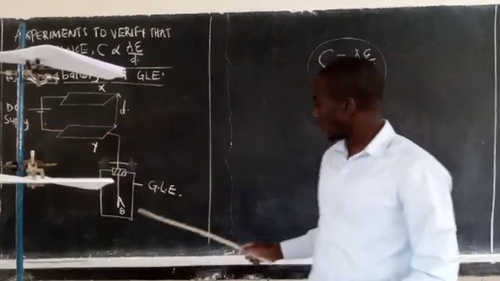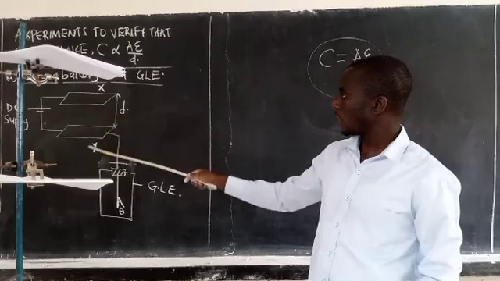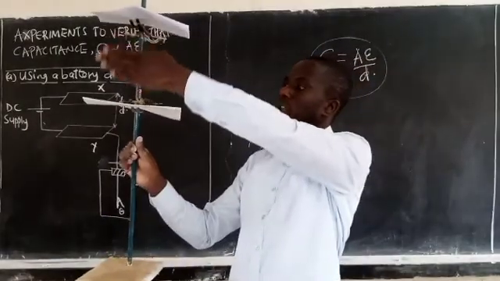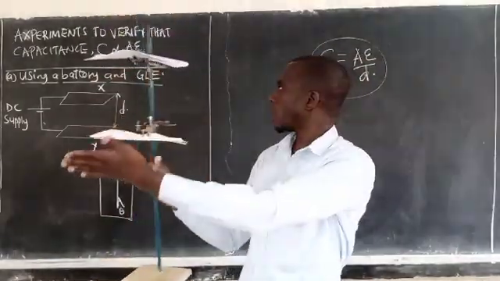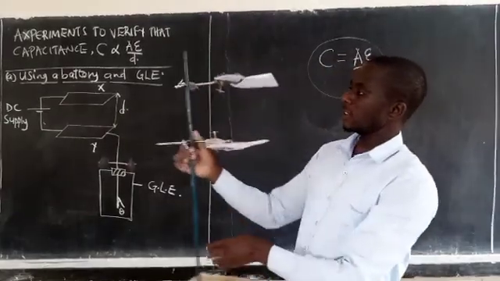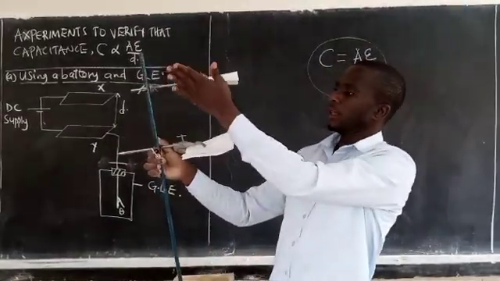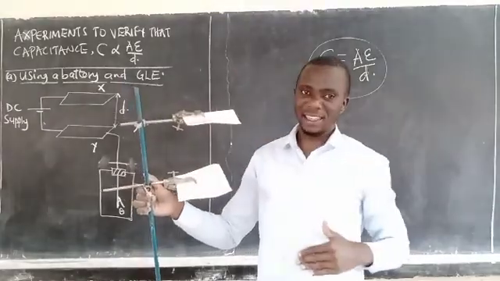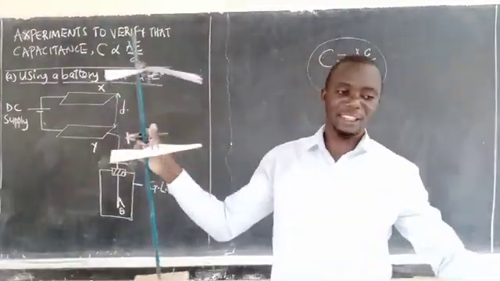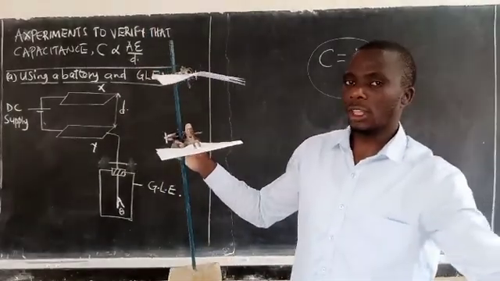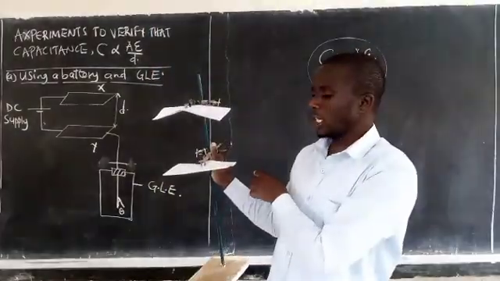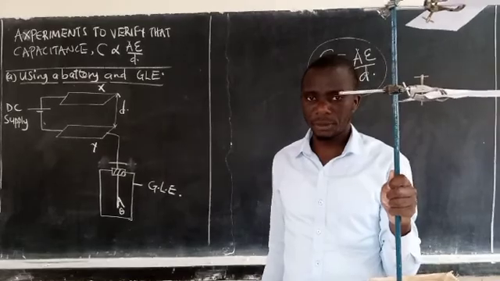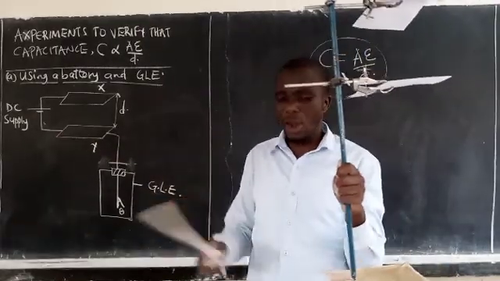Now you can see our battery is there, our GLE is here. And these are the capacitor plates, just like we have them. They are at a separation of distance d from each other, and the area of overlap is A. There is air between them. I've not added anything. So what do we observe on the GLE? On the cordless electroscope, we shall only be observing the deflection. So we shall keep 2 quantities constant and vary 1.